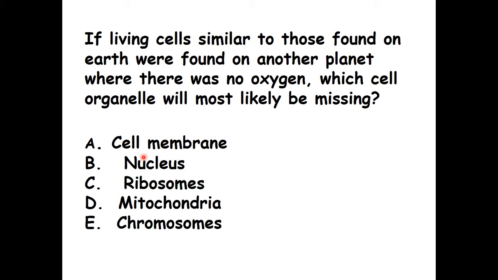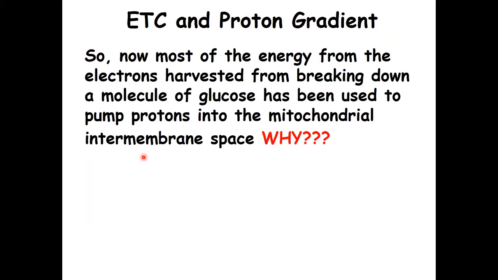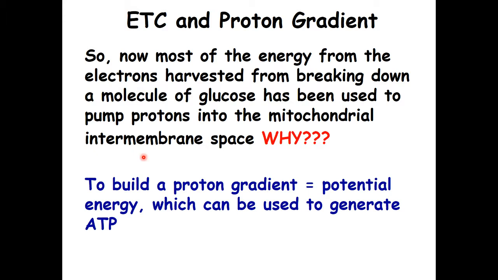Yep, right on, it is mitochondria. If you don't need oxygen, you don't need mitochondria. Now, so far you know that most of the energy harvested from breaking down glucose, the electrons we're talking about, have been used to pump protons to the mitochondria inner membrane space, right? As the electrons move from one ETC to the other, the ETC is a proton pump anyway, so it pumps protons to the inner membrane space.